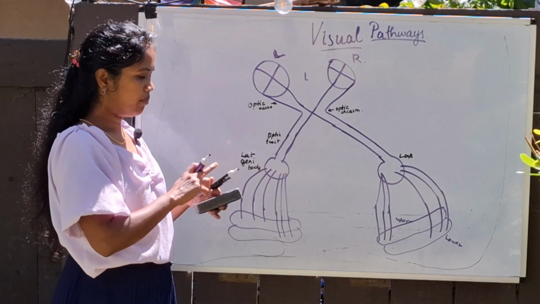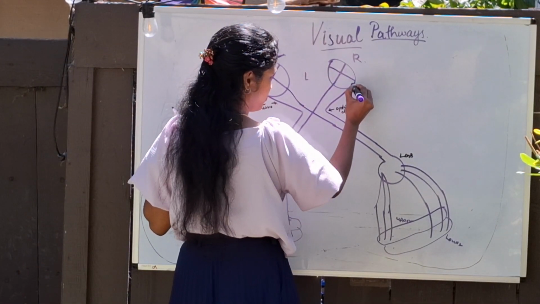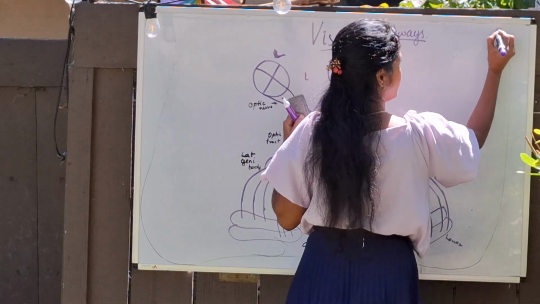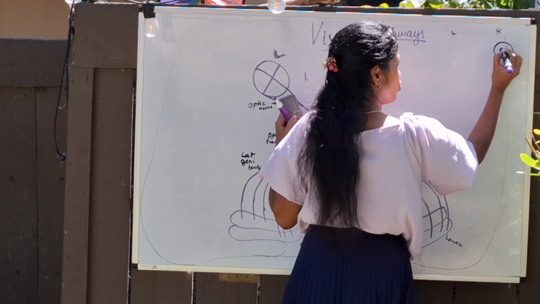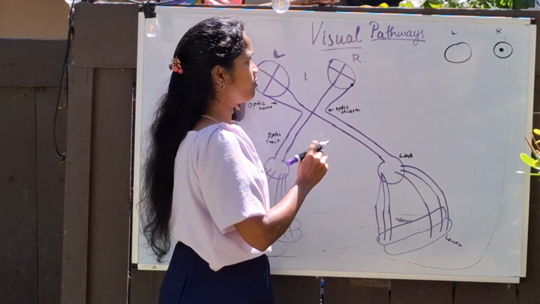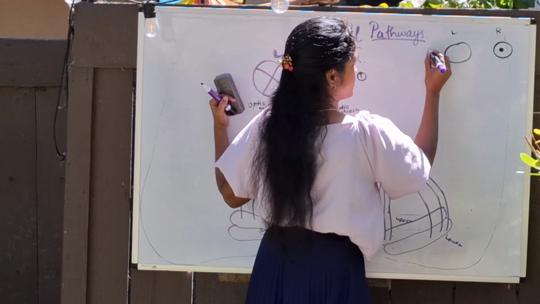Now let's see what happens when there is a defect. When there is a defect in the retina, how does the eye present? See, this is the right and this is the left. In the right eye, there is a small defect. That is the scotoma, whereas the left side is perfectly normal. So this is what happens when there is a defect in the retina like this.